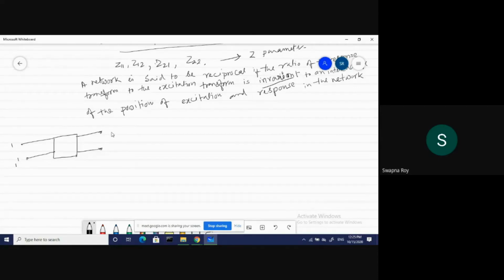One dash, two dash, and we are applying a voltage source in 1 dash. This one is the Vs. I1 current is entering. This is I2, and we are shorting a 2 terminal. So this is I2 dash, and this current is flowing in these directions. So, short circuit.